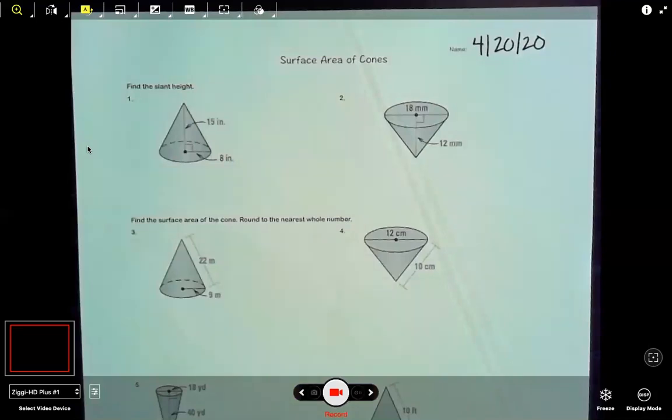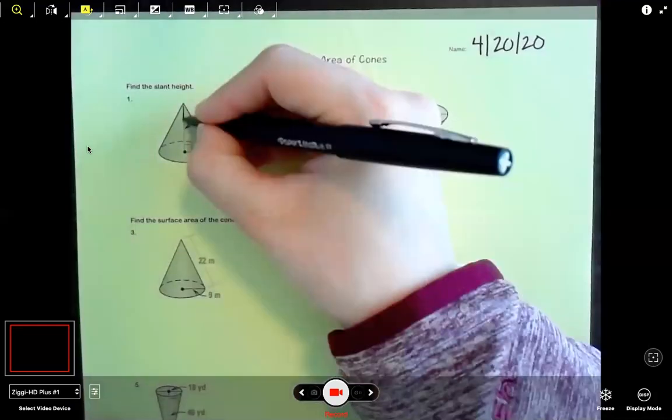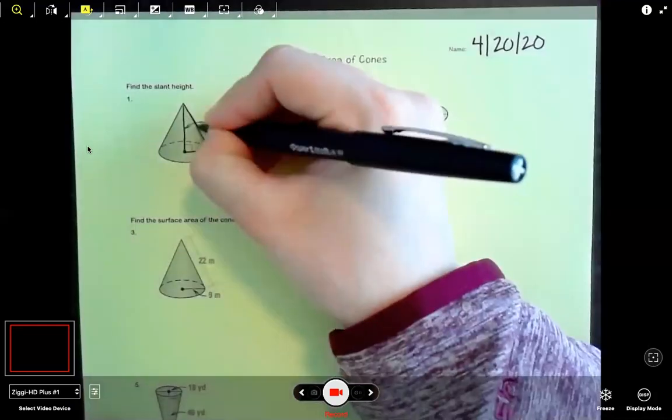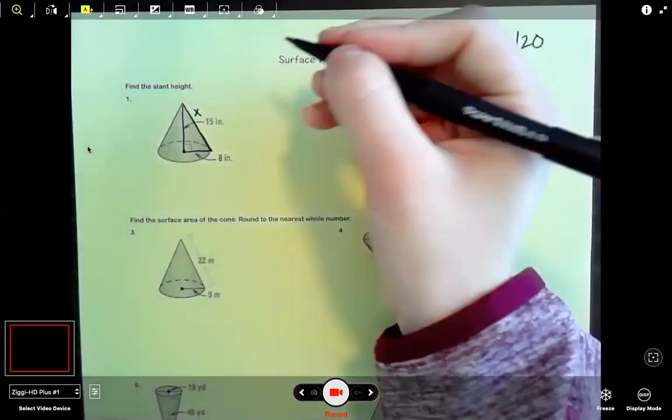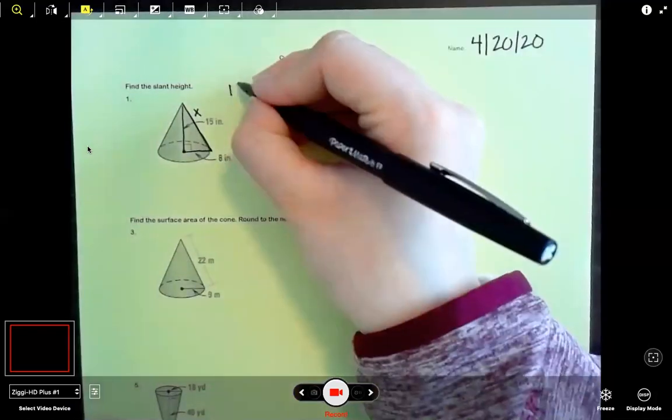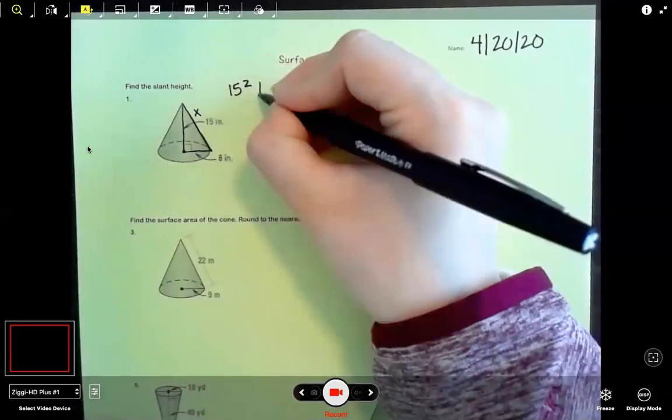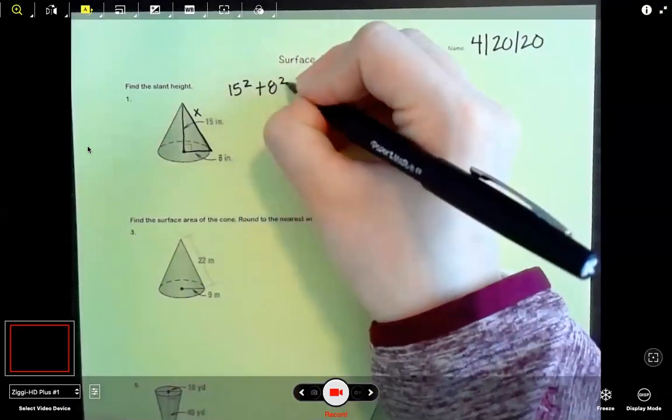Did we all find our worksheet? Yep. Okay, let's start with number 1. It says find the slant height. So remember we have that right triangle here. So what theorem can we use? Pythagorean. Yep. So we're going to have 15 squared plus 8 squared equals x squared.